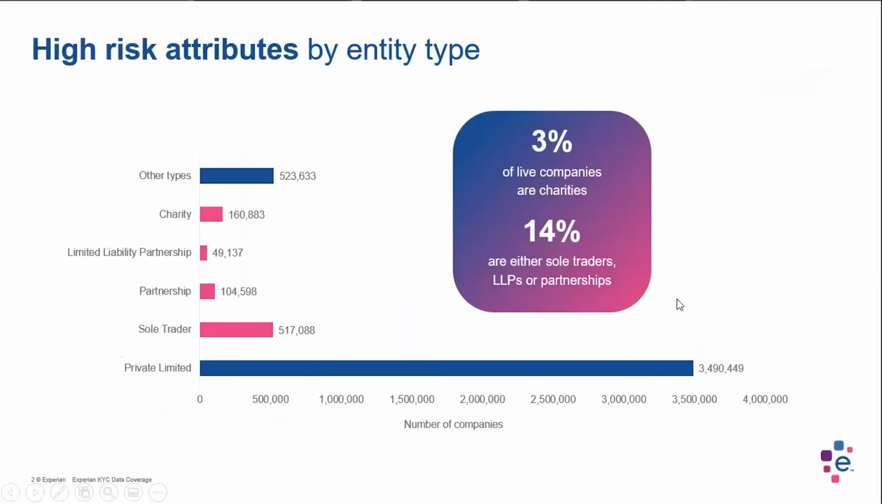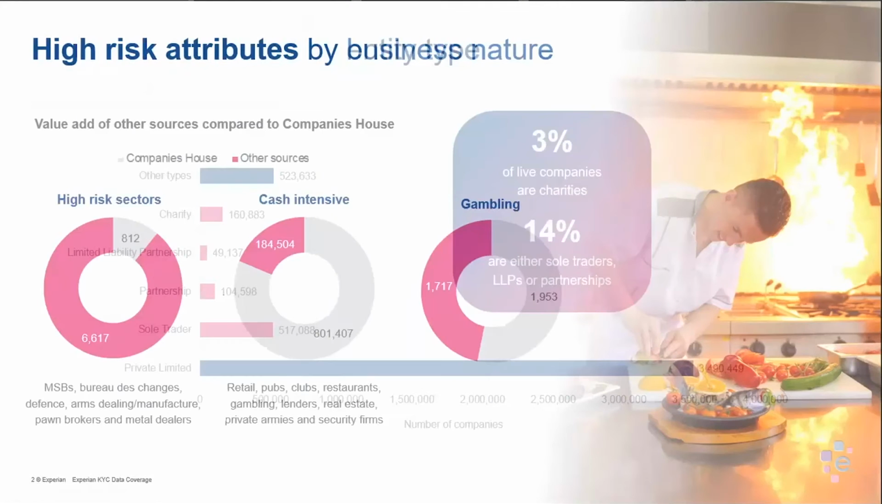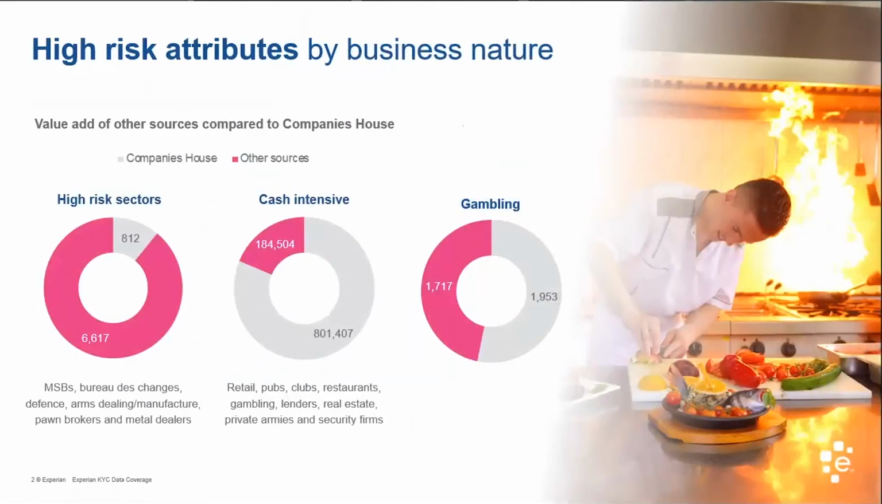So at this point, I want to start to look at how you can derive value from this data to more accurately discriminate where risk does and doesn't exist. And here we can see that 3% of live companies in the UK are charities, and 14% are either sole traders, LLPs, or partnerships. And they're often denoted as higher risk than PLCs and limited companies, as an example. So the next slide looks at how we can understand high-risk sectors.